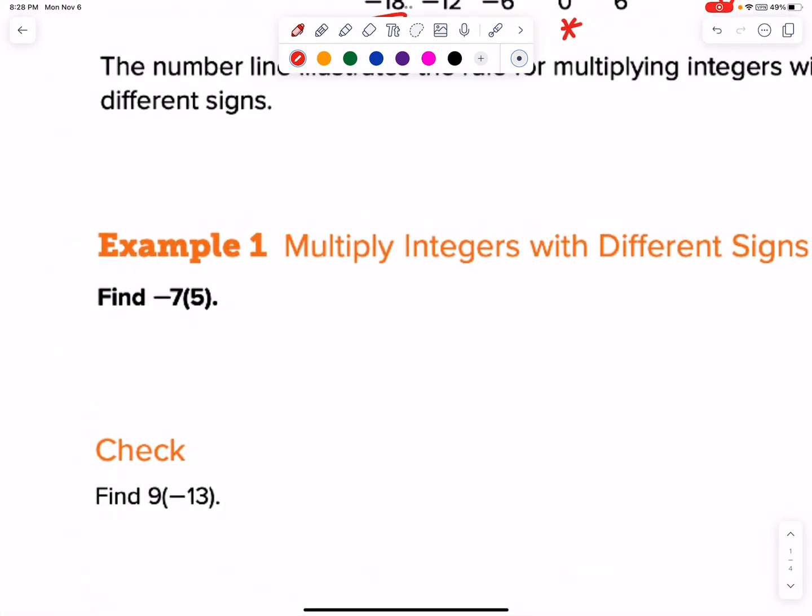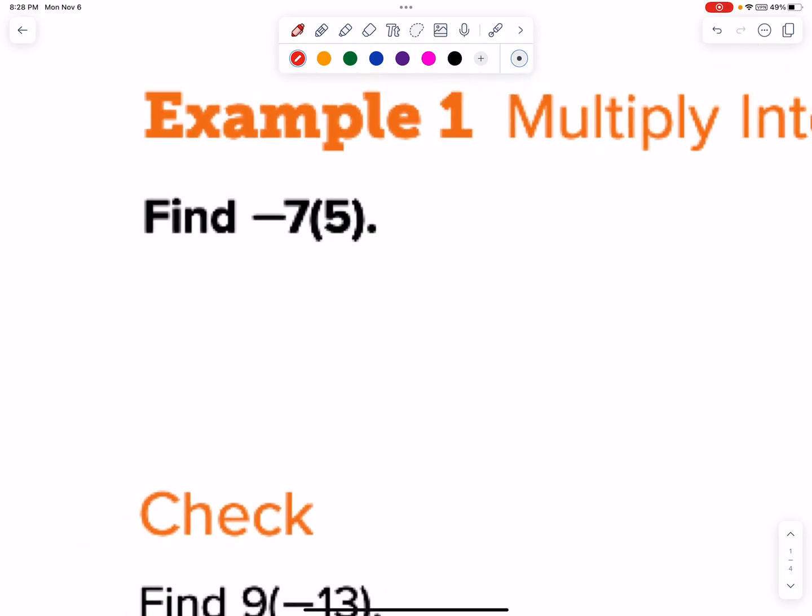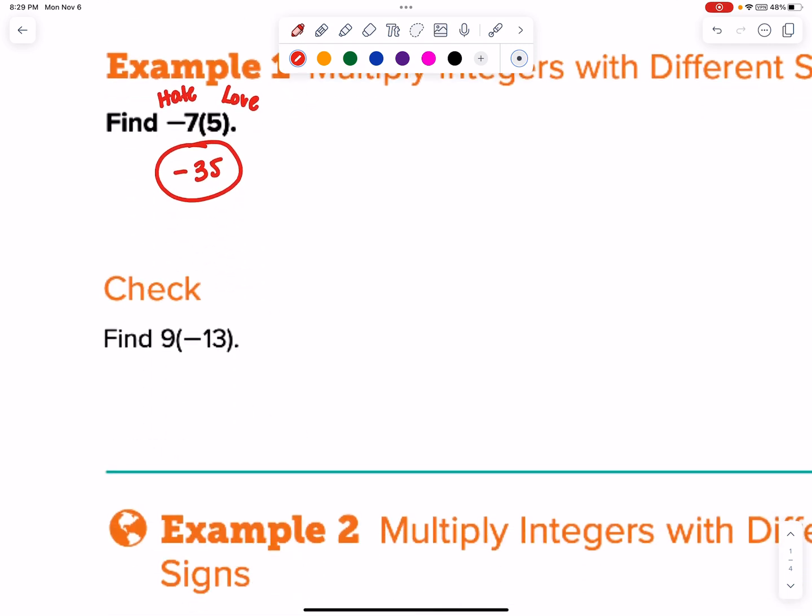So here we go, multiplying integers, different signs. Remember, if there's just a number separated by a parenthesis, then that is multiplication, unless it's organizational, which we've had some experience with. So look at the signs. It's a negative 7 times a positive 5. So negative, remember, is hate, and positive is love. So if you hate loving, then you actually hate. So put your negative right away, and you have 35 as your answer, as negative.